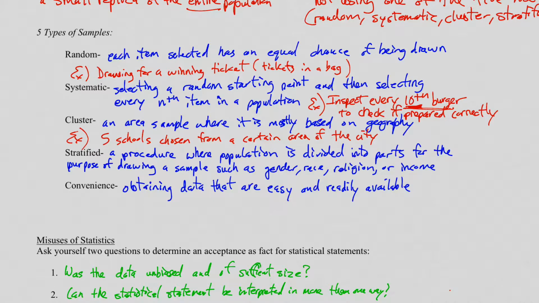So an example of stratified sampling would be more like selecting, let's see, selecting students from each category: freshman, sophomore, junior, senior, for example. Okay. So when you divide the data into classifications like this, that's stratified. Okay.